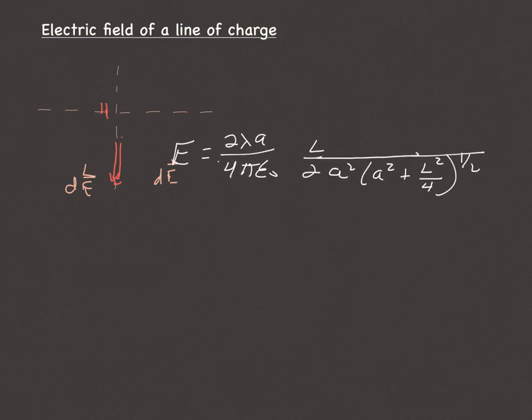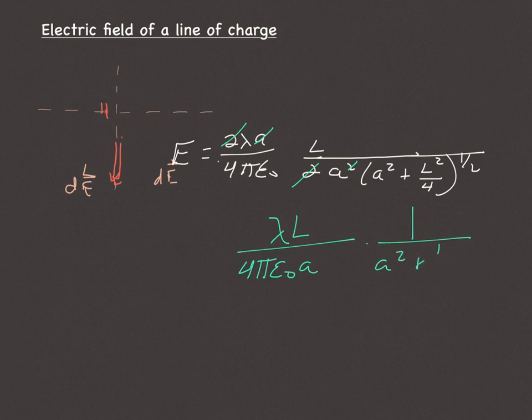All right, so this 2 and that 2 can cancel. This A can cancel with one of those A's. So we're left with lambda L over 4 pi epsilon naught times A. I'm just going to write this over to the side. 1 over A squared plus L squared over 4 to the 1/2. That's what the electric field is equal to.